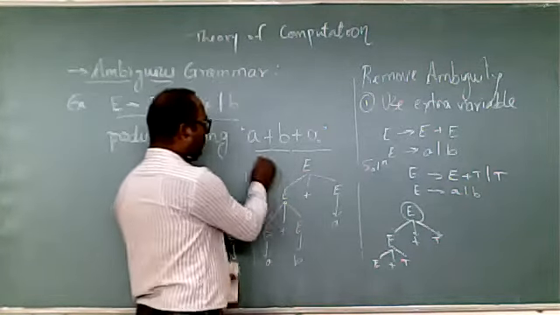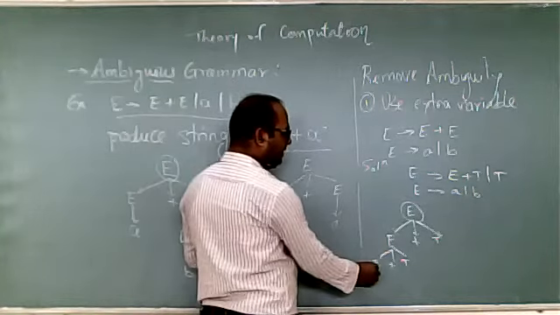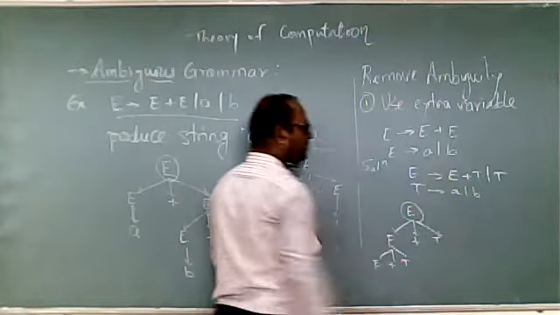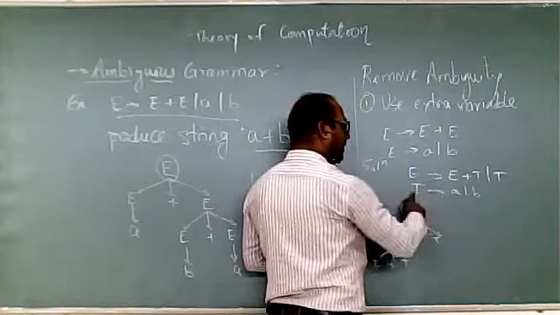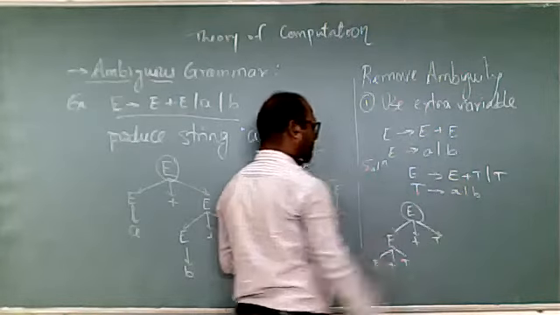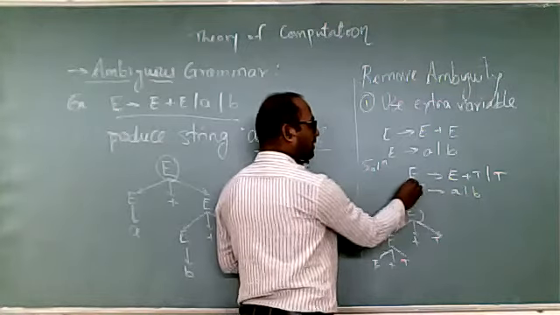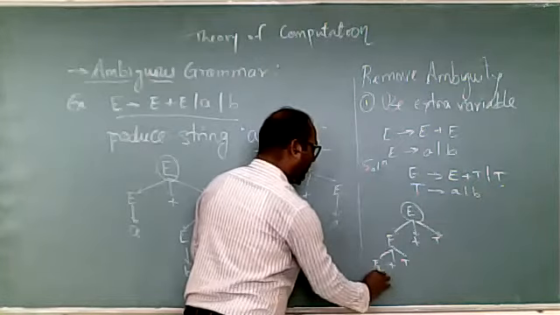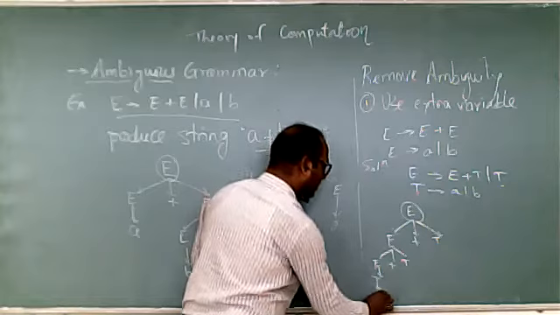Now I want this A plus B plus A. So whether this E will generate this A, oh, sorry, this is T. E produces E plus T or T, and T produces A or B. So this E is not going to generate the A or B. So we will replace E with this T, so that we will get A.